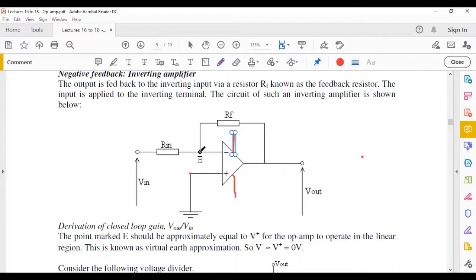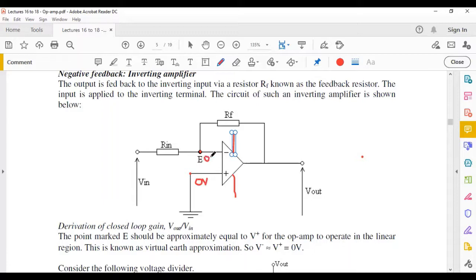For the simple reason that if they were not at the same voltage potential, your output will be saturated. So this is called a virtual earth approximation. As you can see there, your plus terminal is grounded. So these two signals have to be at the same level to get stability. If this is 0 volts, this one would also need to be at 0 volts.